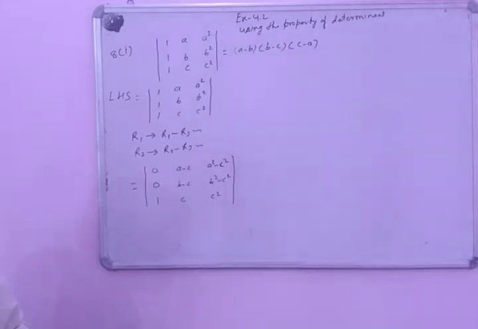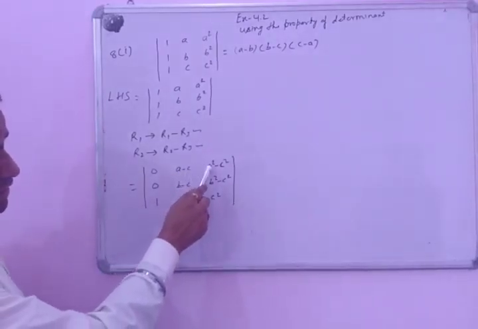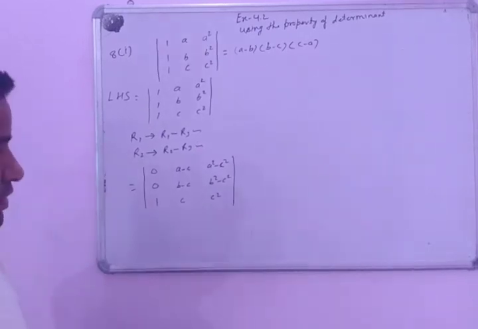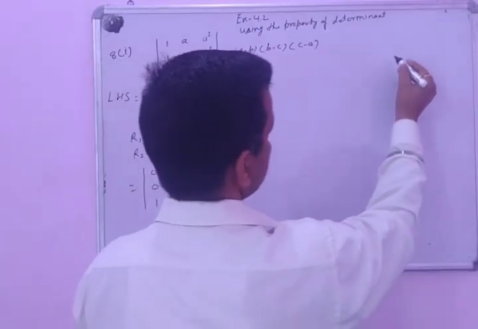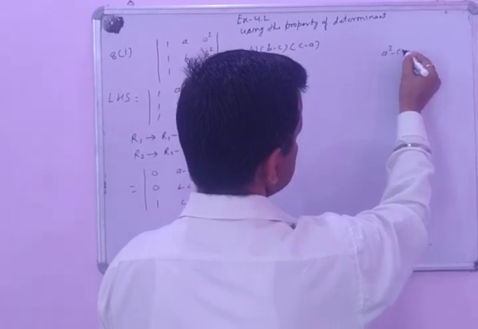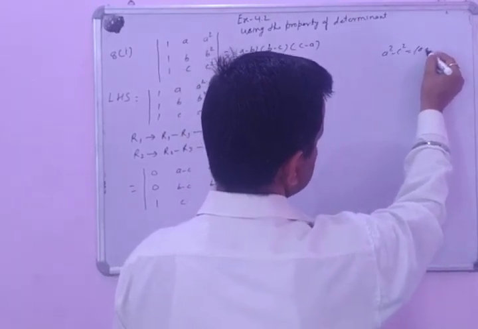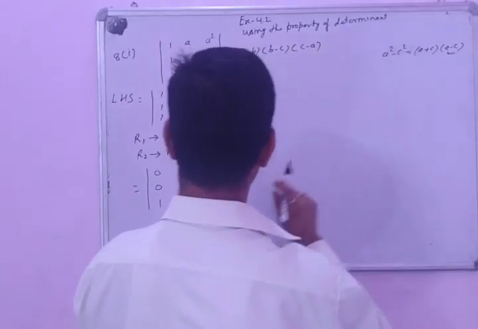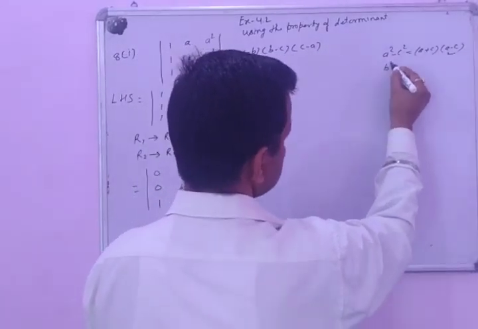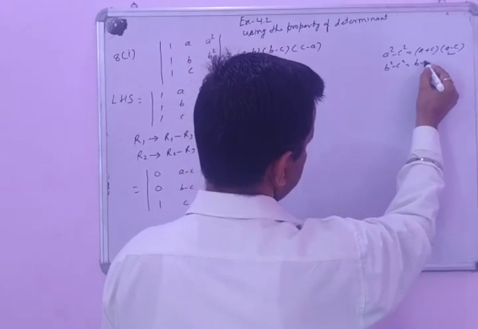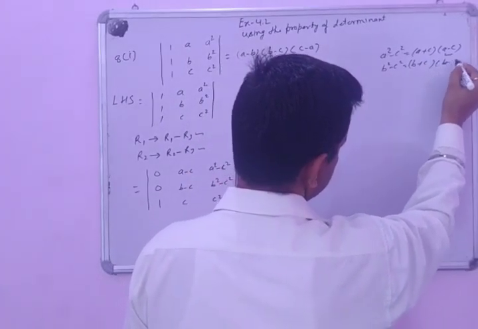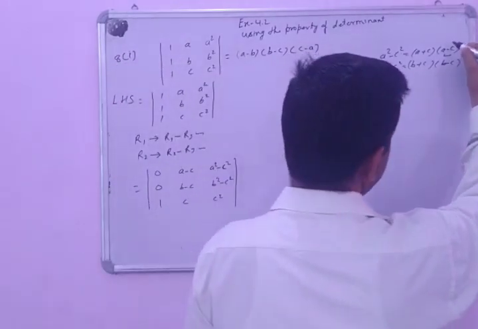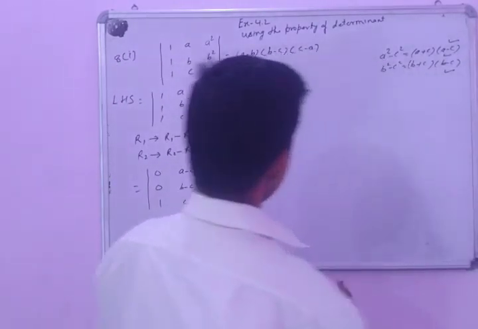Now look here. A minus C: use the identity of A square minus C square, which is A plus C times A minus C. Then I will take A minus C in common. Similarly here, B square minus C square is B plus C times B minus C. Then I will take A minus C and B minus C common.